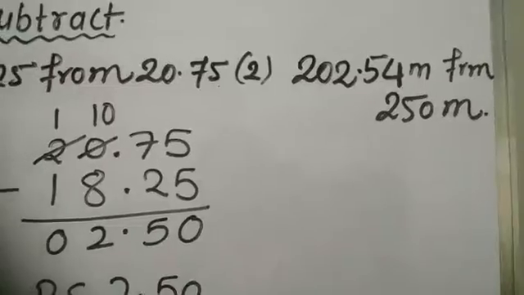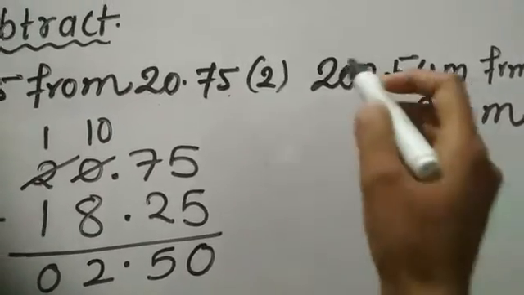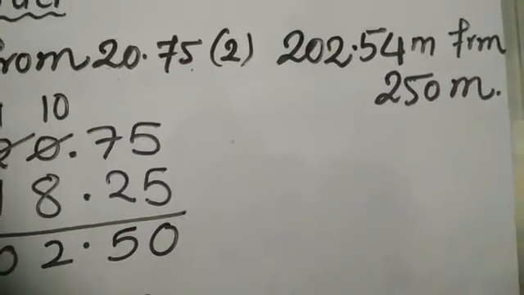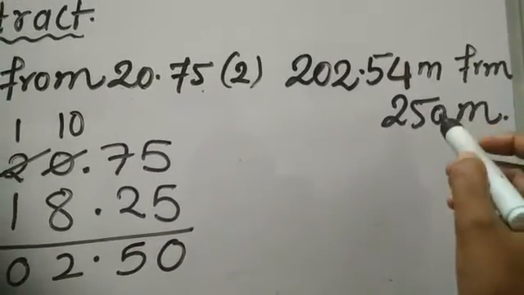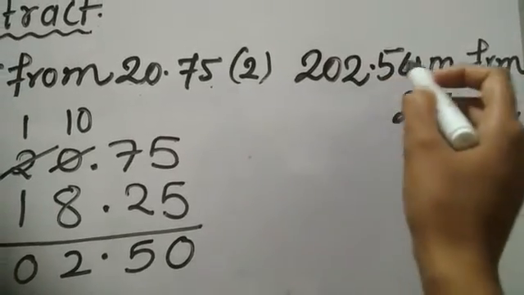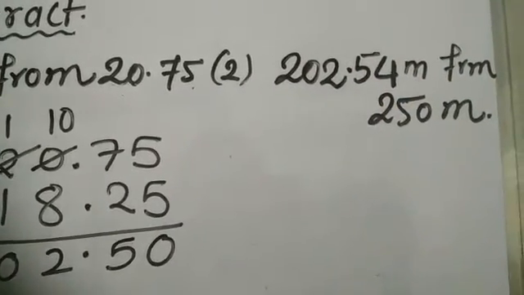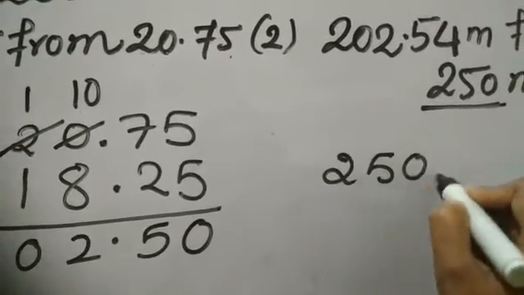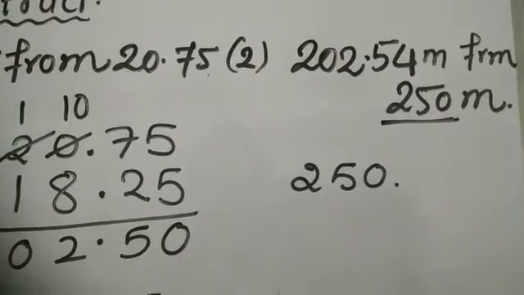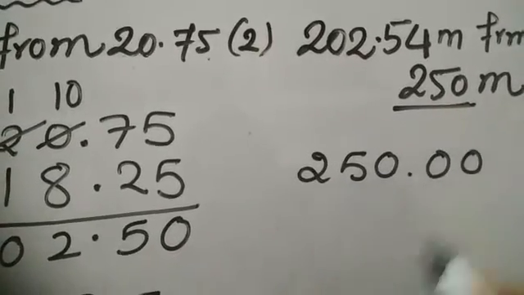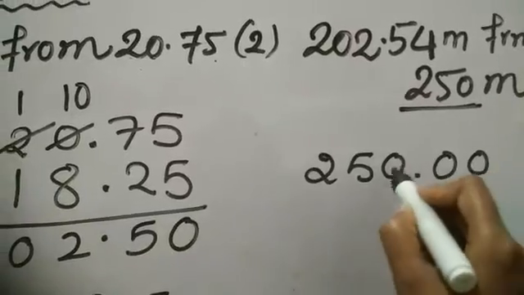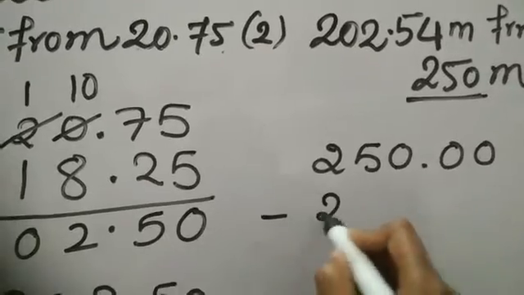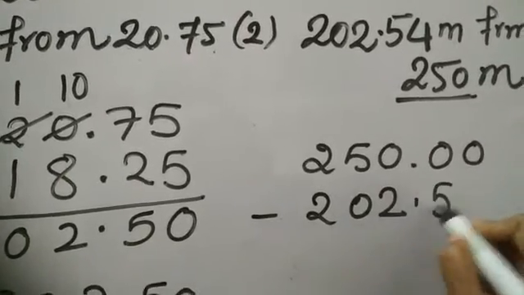Now let us solve the second example. Subtract 202.54 meter from 250 meter. Here again 250 में से 202.54 को subtract करना है. Okay. So first we write the number 250. Now in this number there is no decimal part. So we can write 00 by putting decimal point after the 0. And then I am going to subtract 202.54 from it.